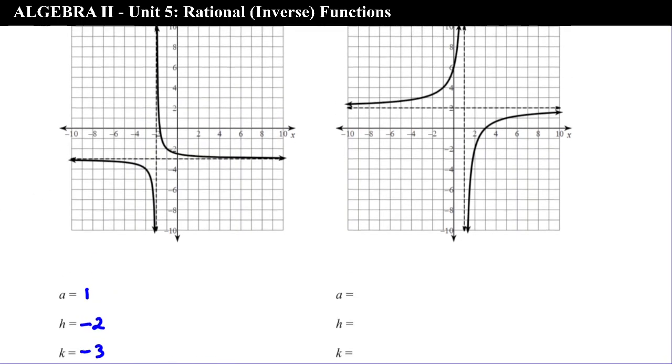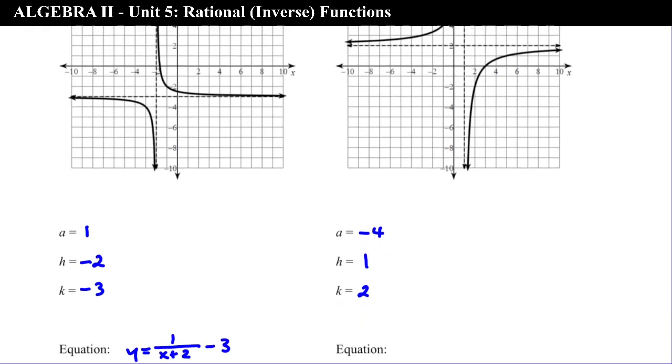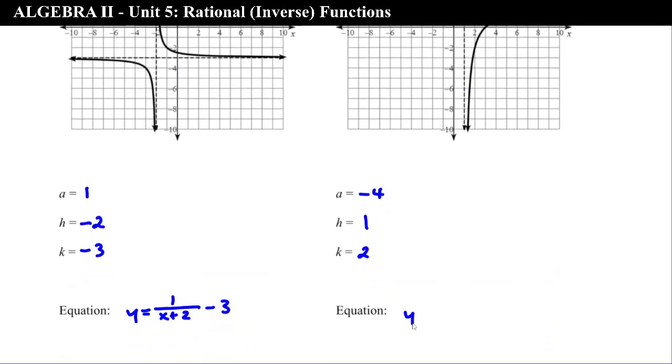All right, for the second one, our a value, well, first of all, we're in quadrants 2 and 4, so we know it's going to be negative. So we go over 1 and we go down 1, 2, 3, 4. We had to go down 4 to hit the graph, so our stretch is 4. And then our h value is our vertical asymptote, which is 1. Our k value is our horizontal asymptote, which is 2. And then from here, we can write the equation. y equals negative 4 over x minus 1, plus 2.